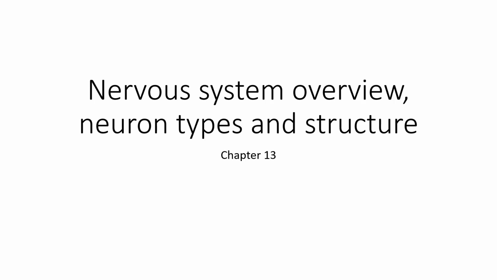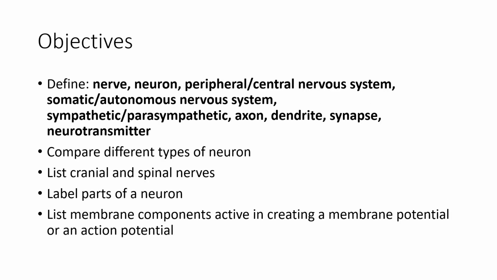In this lecture, we are going to be doing an overview of the nervous system, covering the neuron types and the structure of neurons. By the end of this lecture, you should be able to define nerve, neuron, peripheral and central nervous system, somatic and autonomic nervous system, sympathetic, parasympathetic, axon, dendrite, synapse, and neurotransmitter. Be able to compare different types of neurons, being sensory, inter, and motor neurons.